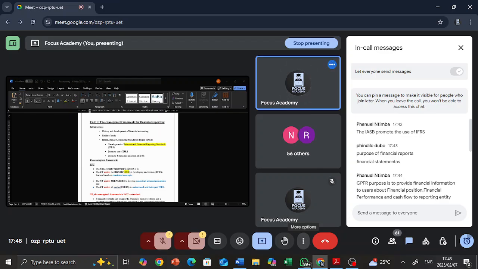Right. The purpose of financial reports, we learned about financial statements. That is very much correct. General purpose financial reports, or general purpose financial reporting. Please, can you ensure that you understand the magnitude of that theory? But essentially, general purpose financial reports are our financial statements.